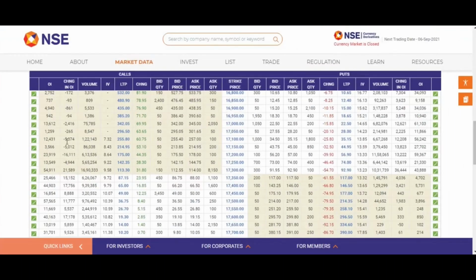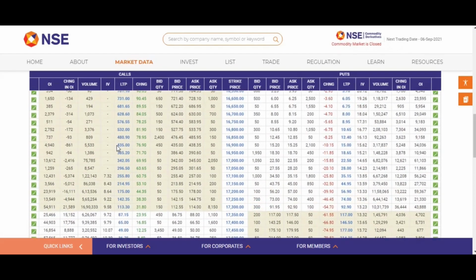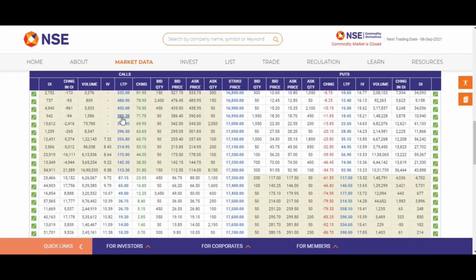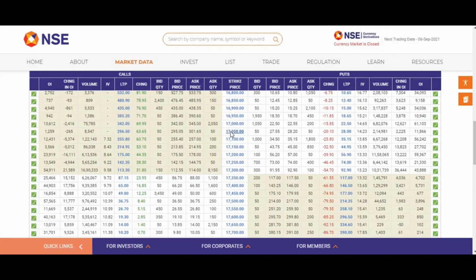So let's understand ATM, ITM, and OTM options now. For the call options, the gray part you can see over here is basically the in the money options. Now, why in the money? Let's understand. Here also the concept is completely opposite for calls and puts. What is in the money for calls is going to be out of the money for puts, and what is out of the money for calls is going to be in the money for puts. We will understand why and how.